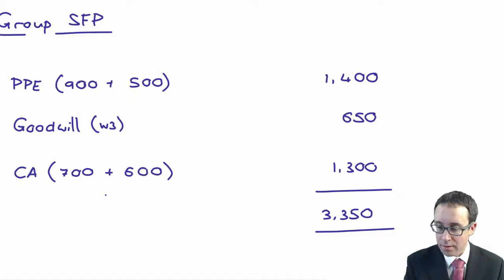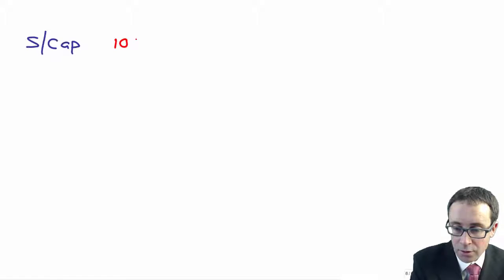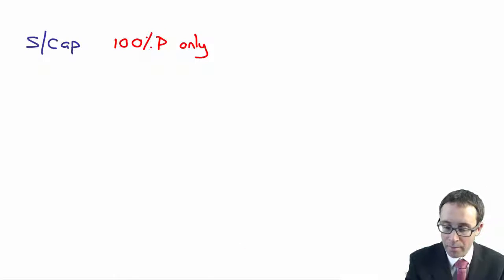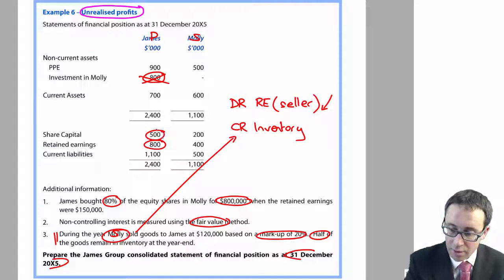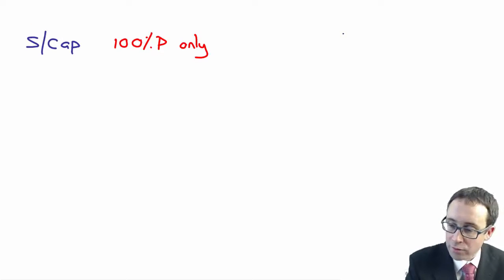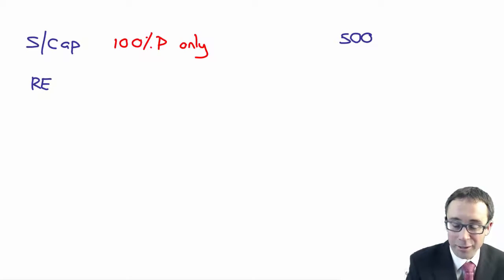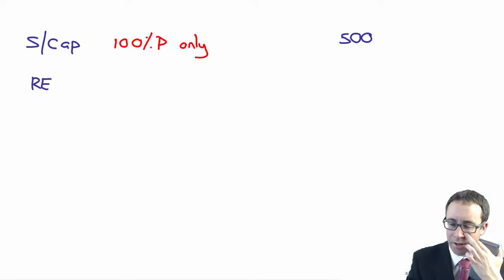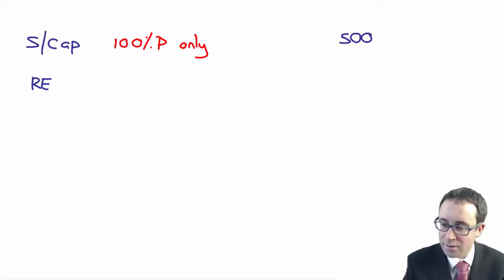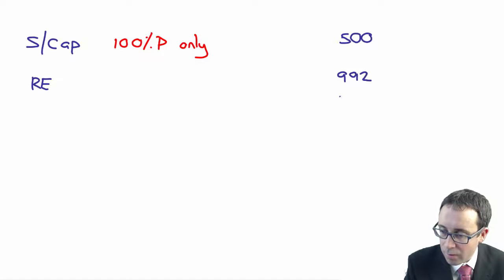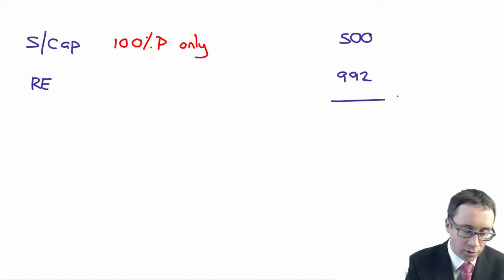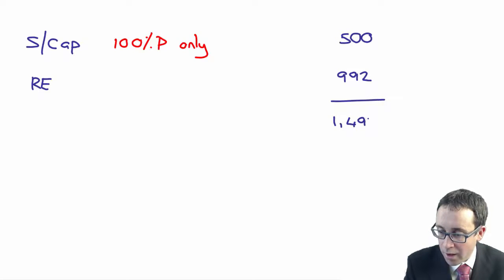You hope and pray that it then balances up. If it does, great. If not, not to worry. So remember, your share capital is 100% of the parent only. Be the same if it was share premium, but there isn't any share premium. So here, share capital is 500, isn't it? We then put in our group retained earnings. So our group retained earnings, was it 992? Oh, 992, excellent. So 992 plus 500 gives me 1,492.